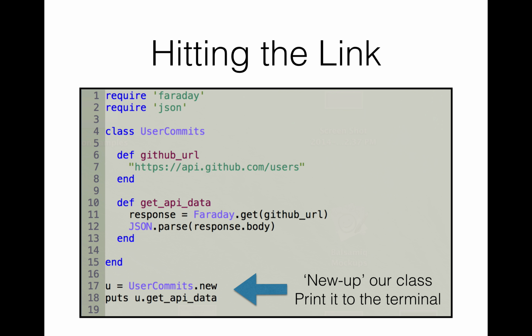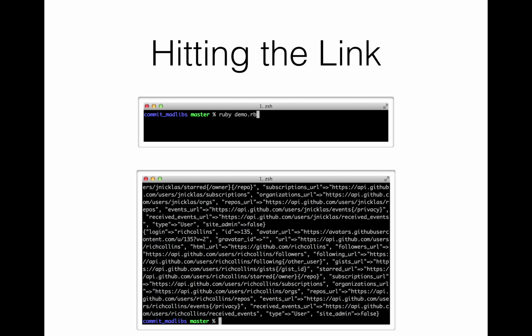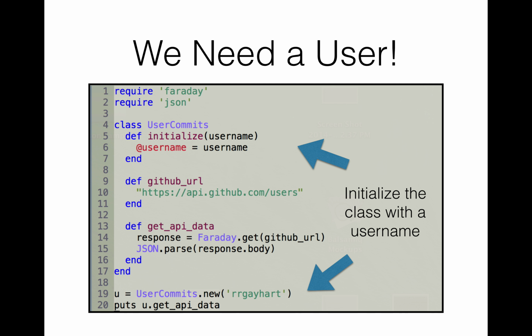So now we're going to new up our class at the bottom of our userCommits file, and then we're going to put the response to get API data out onto the console. So if I call Ruby and the name of my file, I'm going to get this back. Whoa. That is the first page of every single user in GitHub. We're going to need to be a little bit more specific.